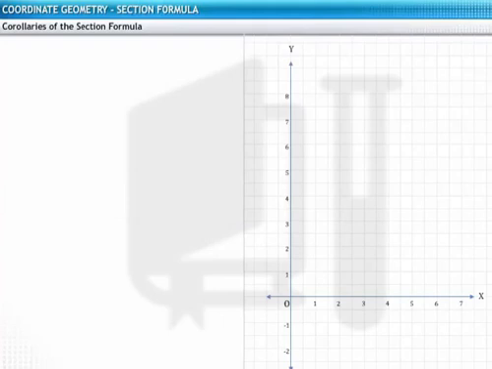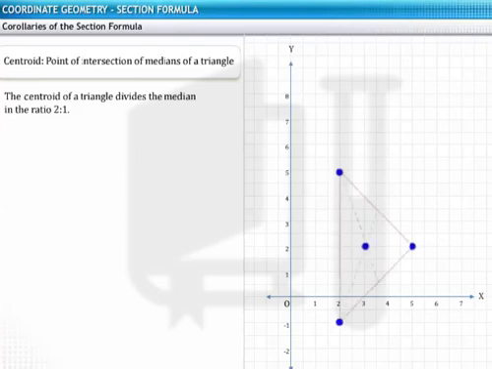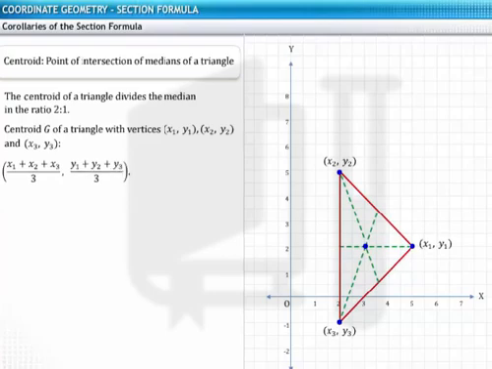The second corollary relates to the coordinates of the centroid of a triangle. The centroid of a triangle is the point of intersection of its medians. The centroid of a triangle divides the medians in the ratio 2:1. Thus, based on the section formula, the centroid G of a triangle with vertices x1, y1, x2, y2 and x3, y3 is x1 plus x2 plus x3 divided by 3, y1 plus y2 plus y3 divided by 3.